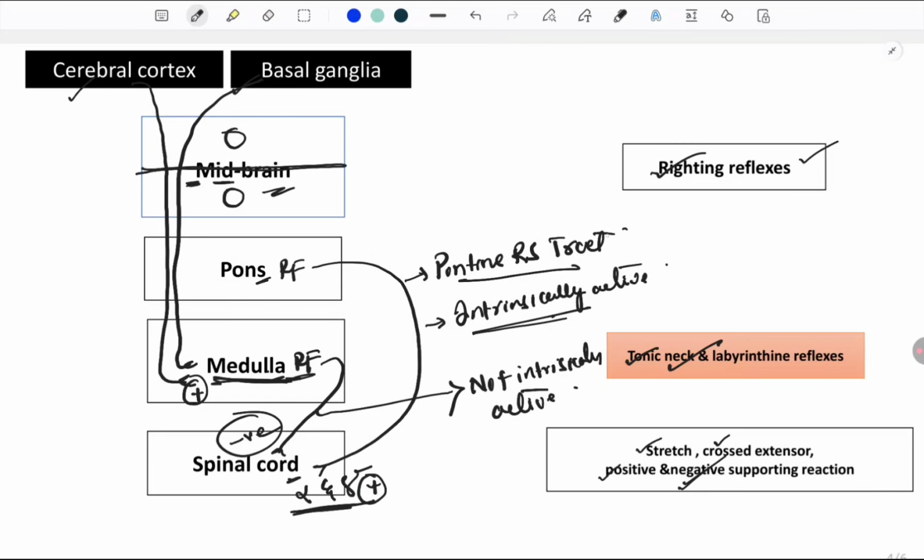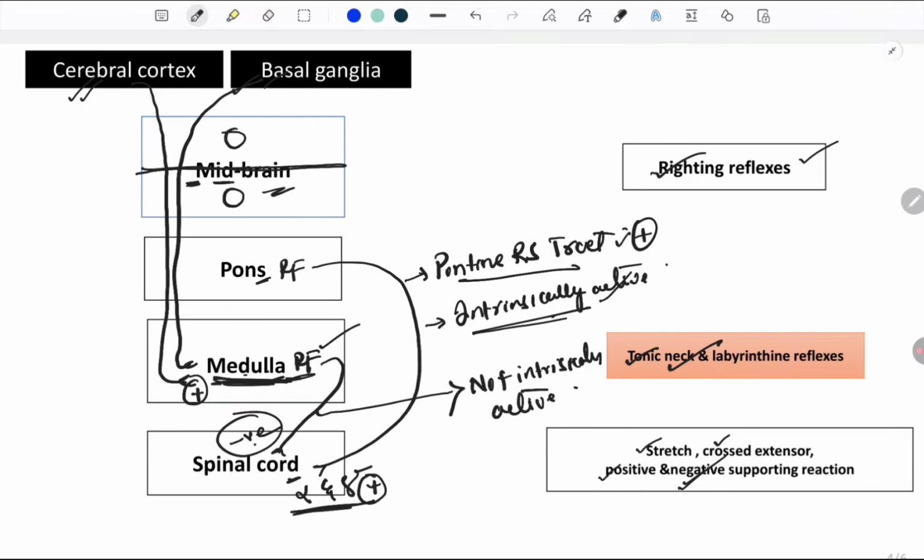Okay, so the pontine reticulospinal tract is facilitatory and intrinsically active. The medullary reticulospinal tract is inhibitory, not intrinsically active, but its activity is dependent upon the inputs coming from the cerebral cortex and the basal ganglia, and these are facilitatory inputs which the medullary reticulospinal tract is getting.